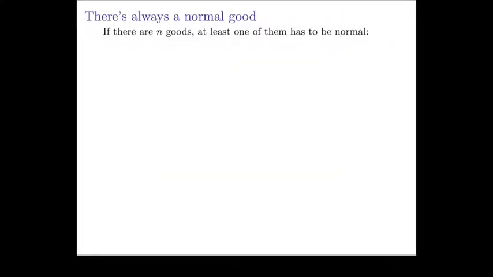Now we can actually prove that mathematically, even if there are more than two goods. With just two goods, we saw with the picture that at least one of the two goods has to be normal. Now let's suppose there were n different goods. At least one of them has to be normal.